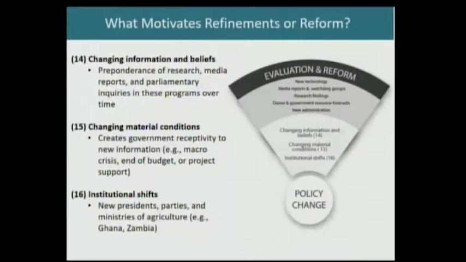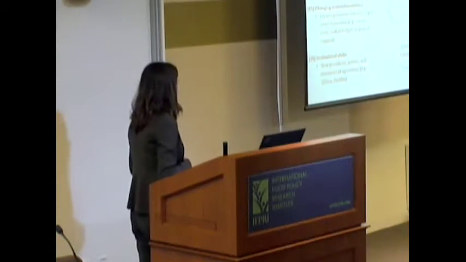And then I'm just going to quickly go over the last 3 here on evaluation and reform. So I mentioned earlier that research didn't often play a role in the initial agenda setting stage, but it does play a consequential role here in what we call changing information and beliefs at the evaluation stage. So we saw a preponderance of research, media reports, parliamentary audits on these programs over time that really played a role in changing, refining these programs over time.